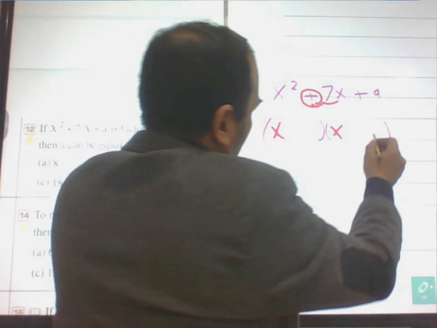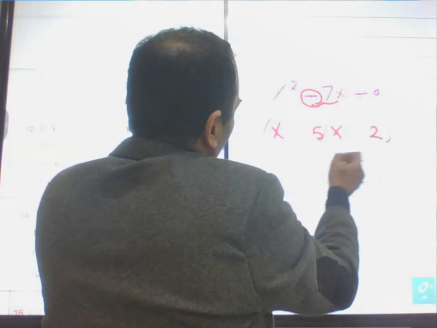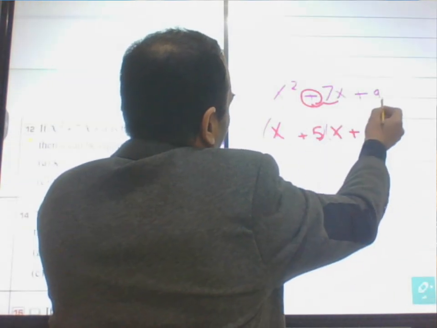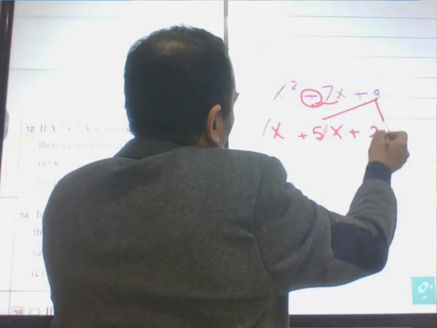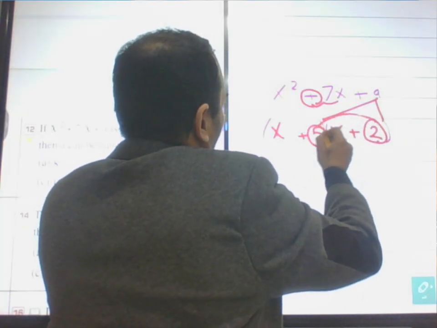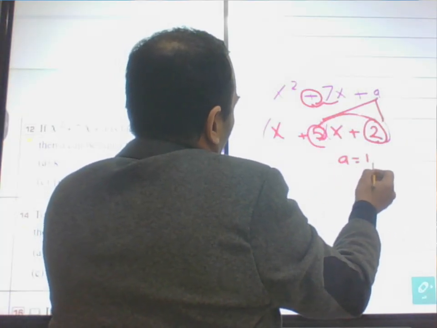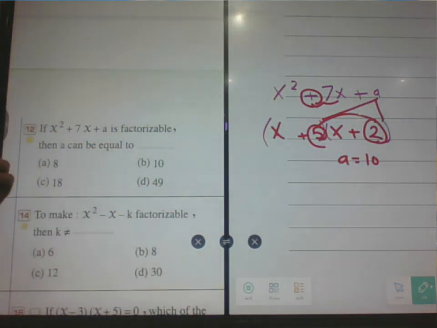Yes, right here first, 2 and 5. Because 2 plus 5 equals 7, positive and positive. And a here equivalent to the product between 2 and 5. 2 times 5 equal a. Then the value of a equal 10. Look at here, we have here 10.